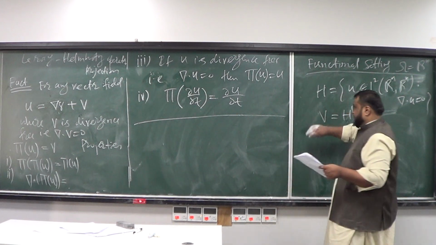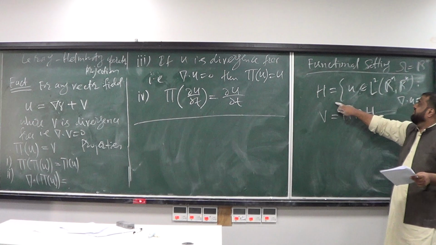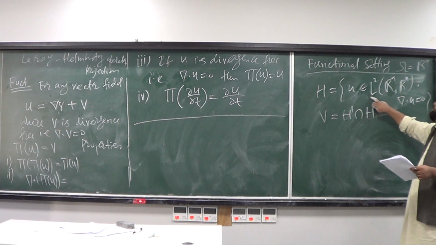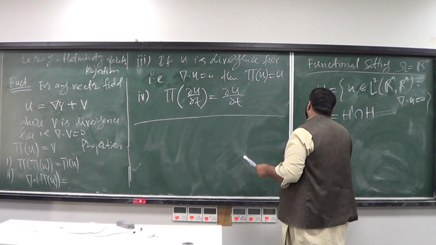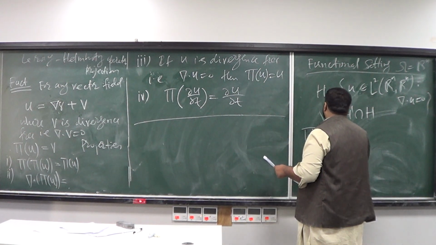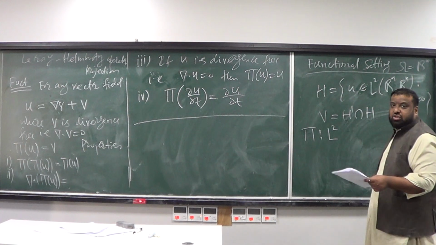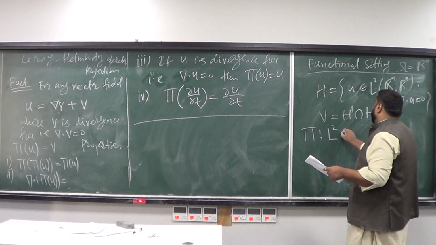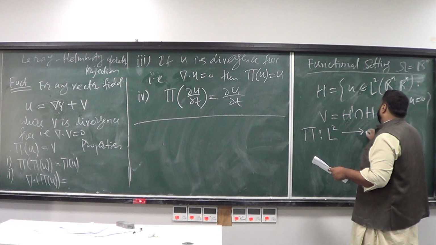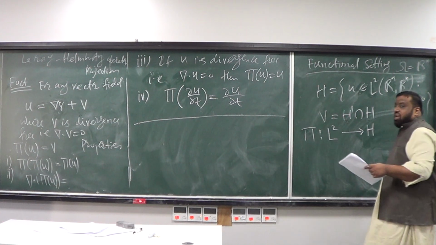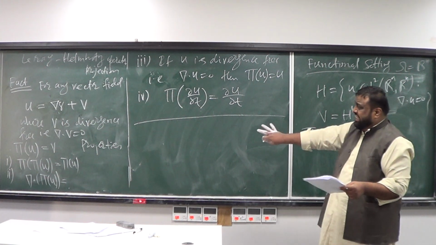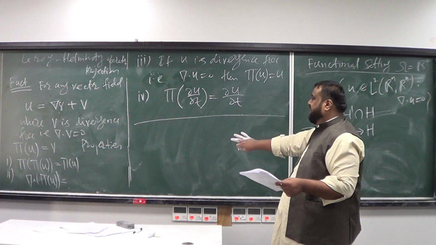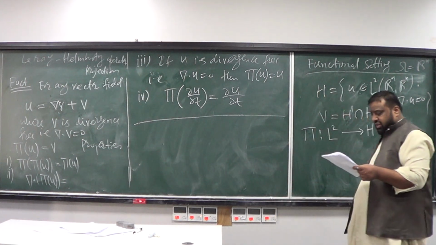If you see, H here is the collection of those vector fields which are divergence free. So the projection operator in this functional setting is going to be an operator that swallows a vector field that is square integrable and spits out a vector field that is divergence free. Okay, that's the abstract Helmholtz projection operator, while here I'm talking about a concrete one.